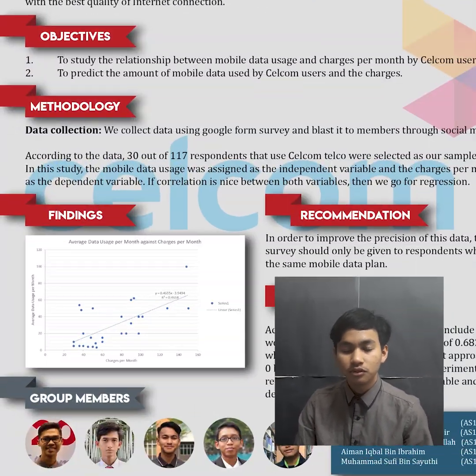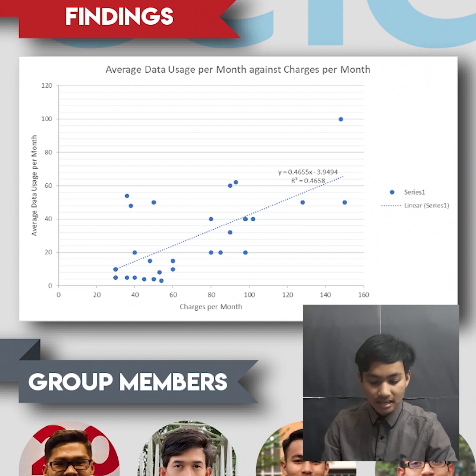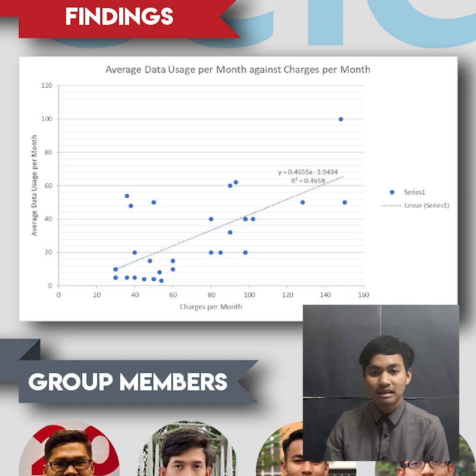So thanks, Aiman. My name is Ahmad Fatih bin Muhammad Asmullah, AS11235. I will present our findings in our project. For our findings, we got a graph of average data usage per month against charges per month. When we look at the graph, we can see the linear relationship. To find the Pearson product moment correlation coefficient, which is R, we have to use a formula in the textbook, on page 185.